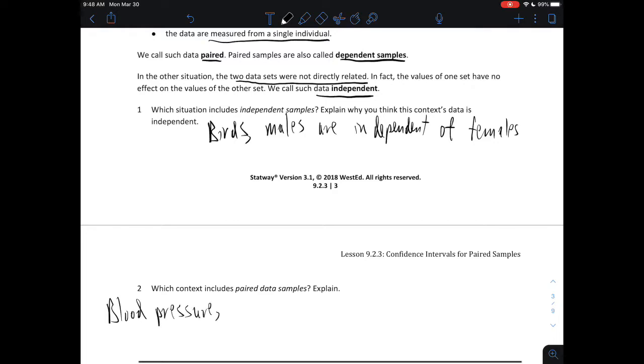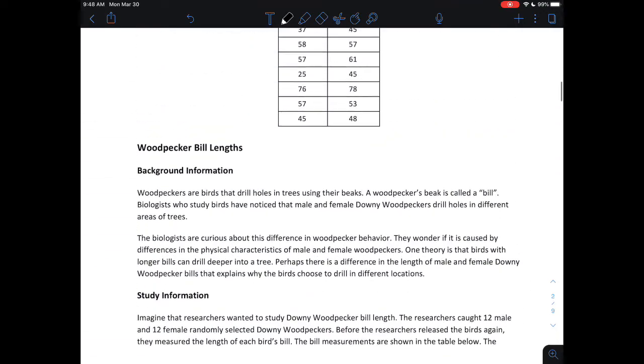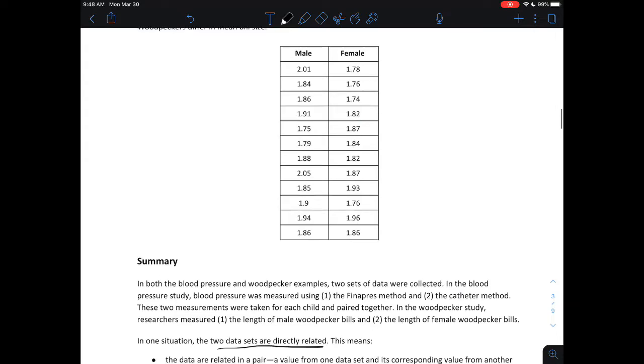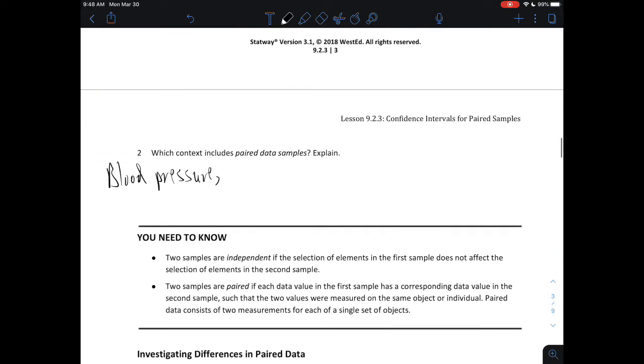And the reason why is that in that table, each row actually represents two different readings by two different methods, but they're on the same child. So the first row, you could say, is child 1, and then the second row is child 2. So you have two different data values, but that's because there are two different methods for measuring blood pressure. So we can say, for answer for number 2, the paired data samples is blood pressure, and the explanation is each child had two readings.